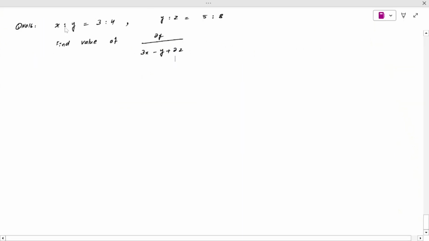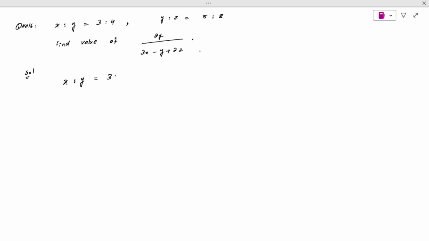So let us solve this question. Here we have x ratio y equals 3 ratio 4 and y ratio z is 5 ratio 8. The value of this fraction is to be found. So first of all, we have x ratio y which is equal to 3 ratio 4. So converting ratio into fraction, we get x over y equals 3 over 4. Multiplying y on the right side, we get the value of x. So this implies x equals 3 over 4 y. So this is the value of x.